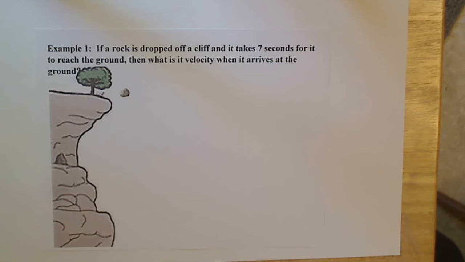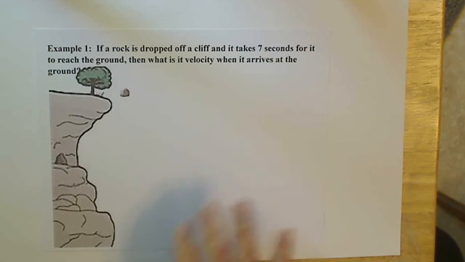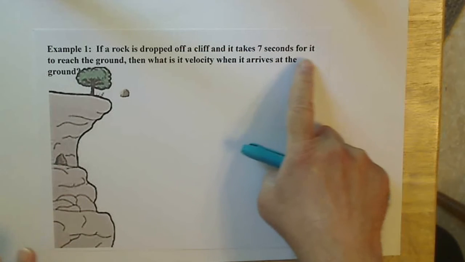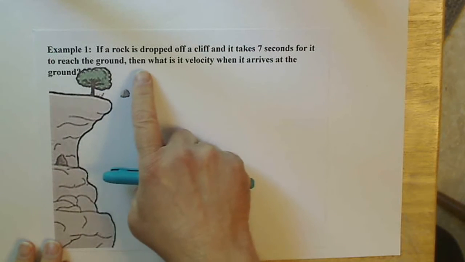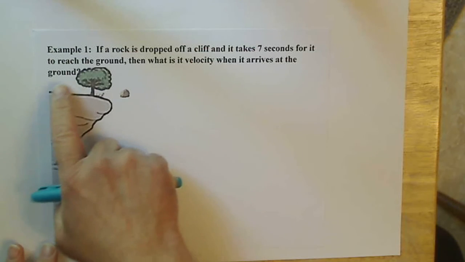Question number one is, if a rock is dropped off of a cliff. Now, of course, all these questions are no air friction, okay? There will always be no air friction. If a rock is dropped off a cliff and it takes 7 seconds for it to reach the ground, then what is the velocity when it arrives at the ground?